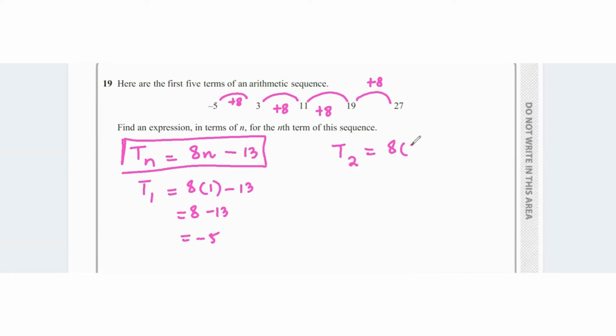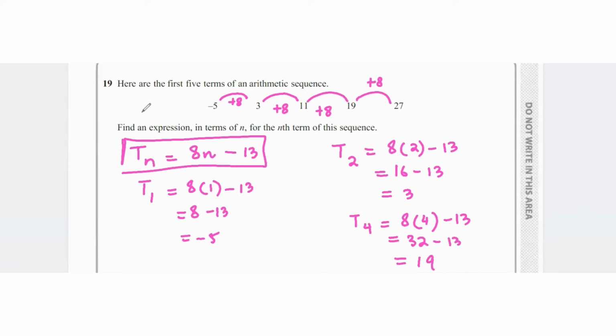So 8 times 2 minus 13. 8 times 2 is 16, and 16 minus 13 is 3, which is correct. Let's try another one. If we try to find the fourth one, 8 times 4 minus 13. 8 times 4 is 32, and 32 minus 13 is going to be 19. Our nth term for this sequence is 8n minus 13.